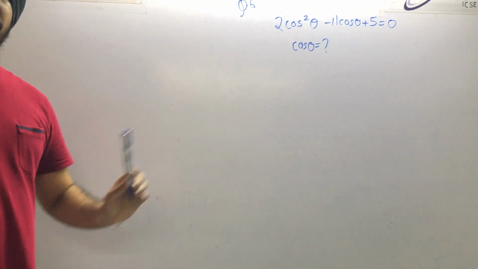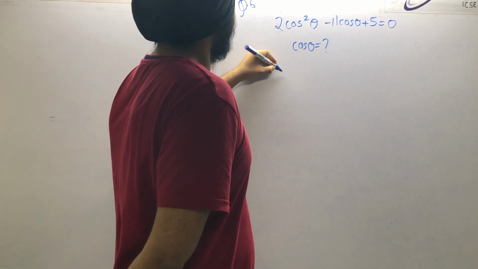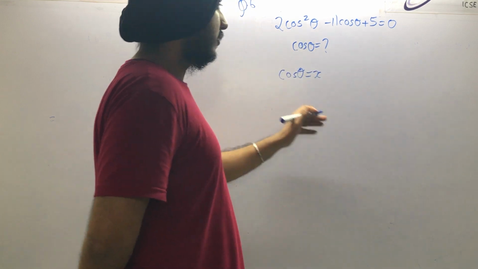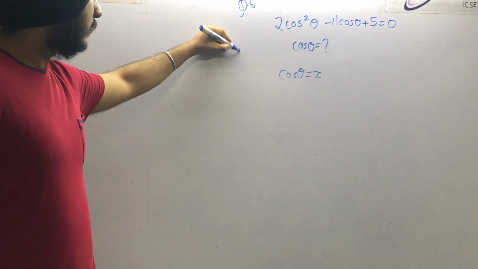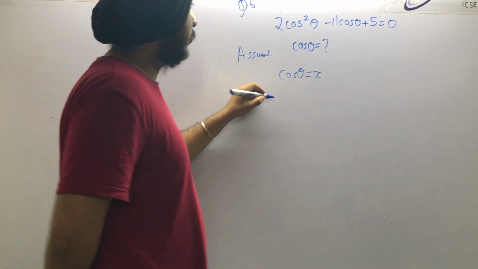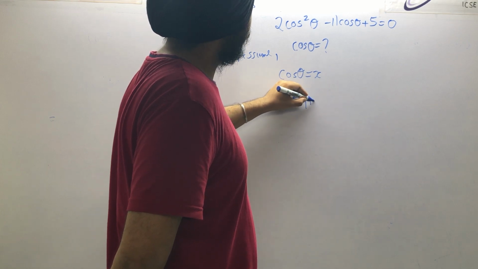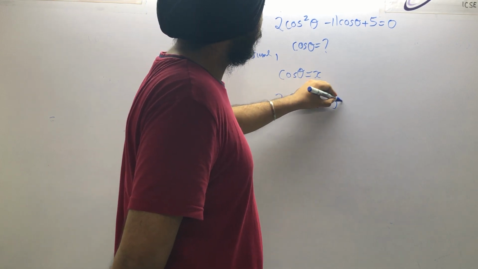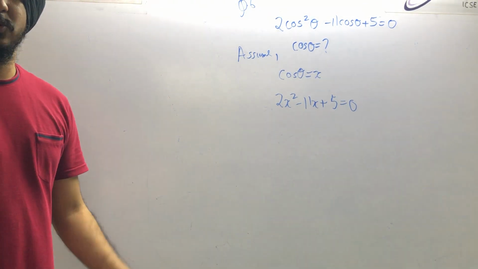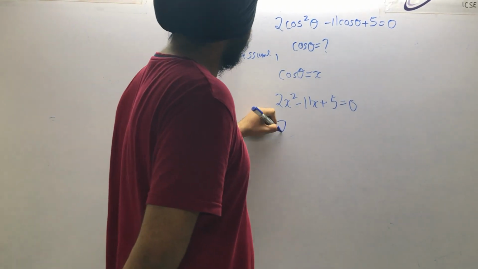Okay. Now some of you might have trouble solving this equation. So just for the sake of simplicity, I will say cos theta is equal to x. Is that fine? Just I am assuming. Okay, assume. What does this equation turn out to be? 2x square minus 11x plus 5 is equal to 0. Okay, this is a simple quadratic equation. You have solved this many times before in your 8th standard. Just solve this now.